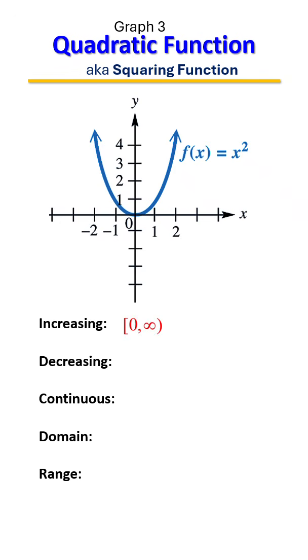So where is it decreasing? Well, it would be coming from negative infinity, and it will stop going down that roller coaster right there at 0. So from negative infinity to 0.